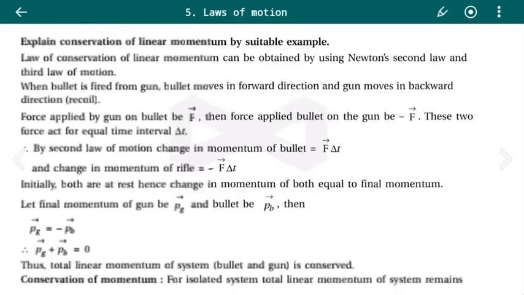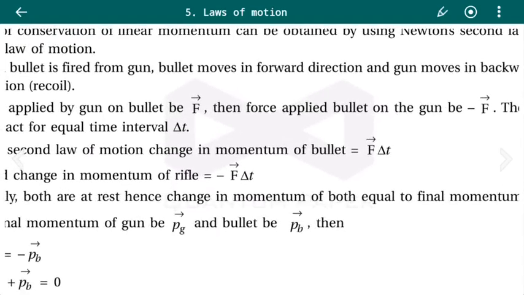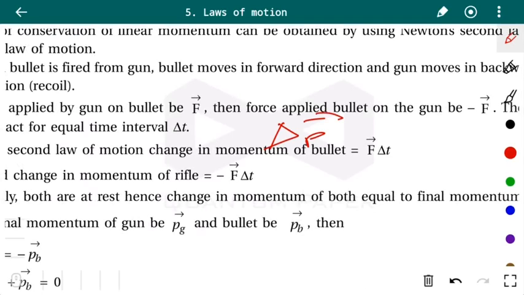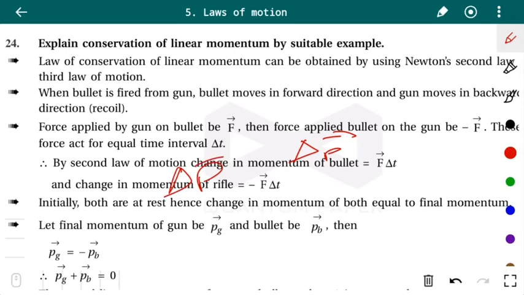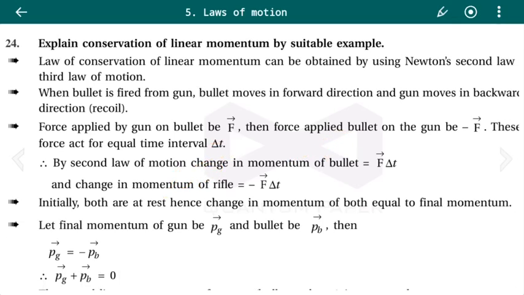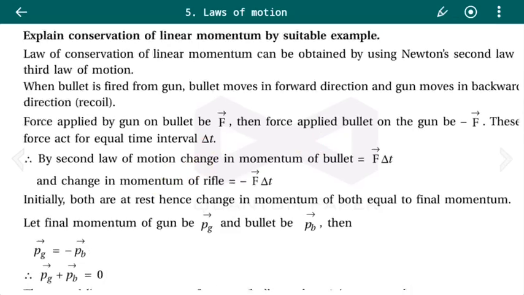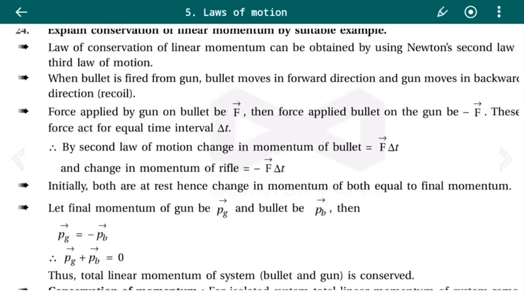So in terms of that, we can write the change in momentum delta P equals F delta t. So the change in momentum of the bullet is F delta t, and the change in momentum of the rifle or the gun is minus F delta t, because for the gun the force is minus F. So the change in momentum delta P for that is equal to minus F delta t. Initially both are at rest, hence the change in momentum of both is equal to the final momentum.